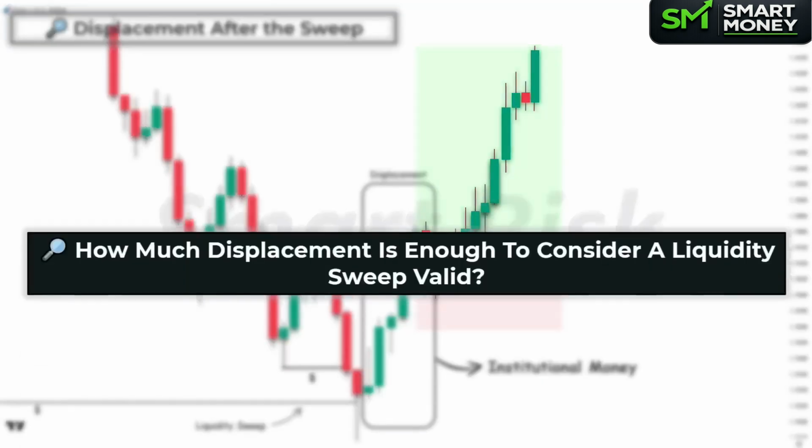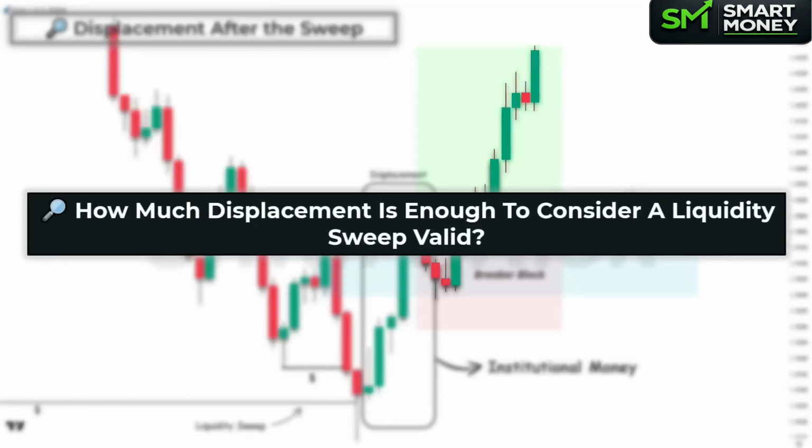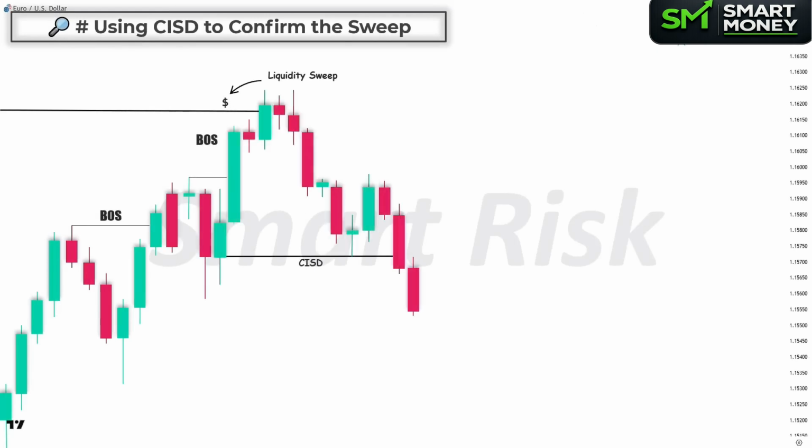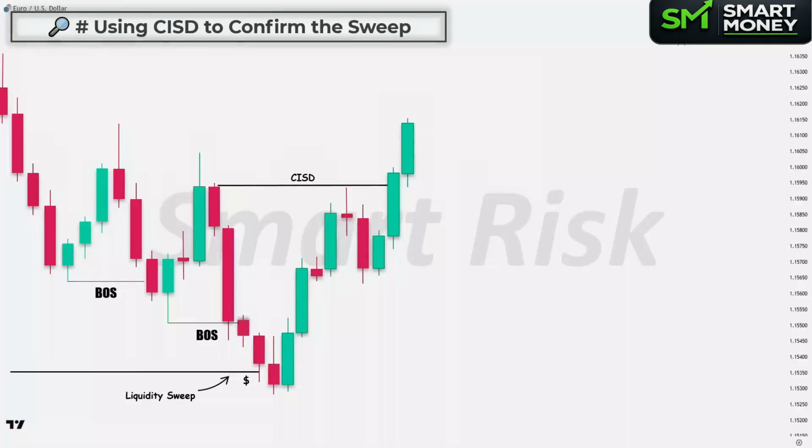Now you might ask, how much displacement is enough to consider a liquidity sweep valid? The answer is simple. You can use concepts like change in the state of delivery, or CISD, to make the confirmation more mechanical and rule-based. CISD is confirmed when price closes beyond the origin of the candle sequence that led into the liquidity sweep. In a bearish reversal scenario, after price sweeps buy-side liquidity, CISD occurs when price closes below the body of the first bullish candle in the sequence that pushed price into the sweep. In a bullish reversal scenario, after price sweeps sell-side liquidity, CISD occurs when price closes above the origin of the bearish candle sequence that led into the sweep.